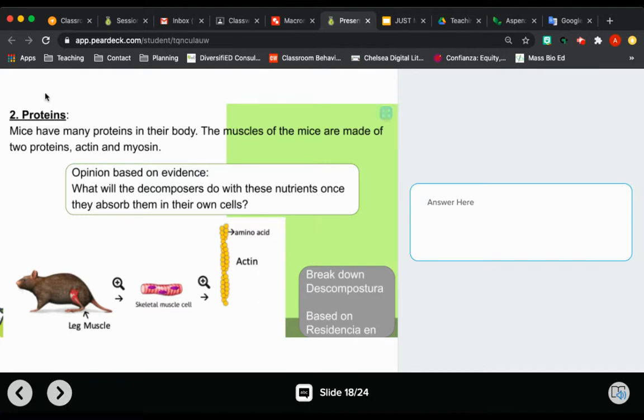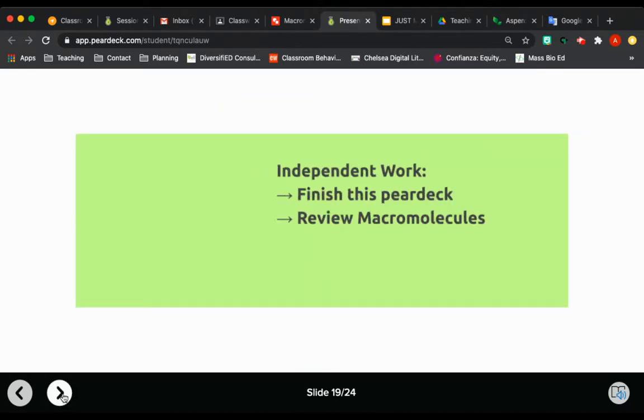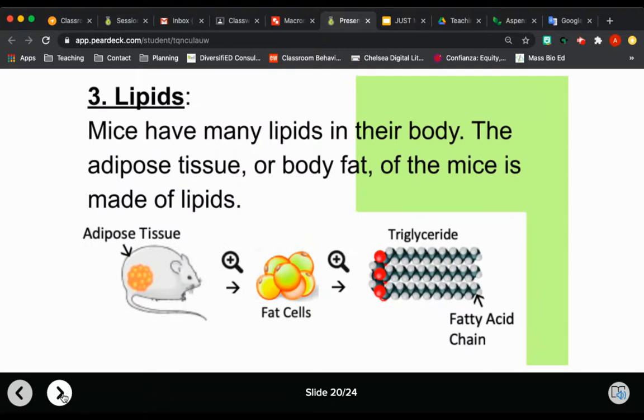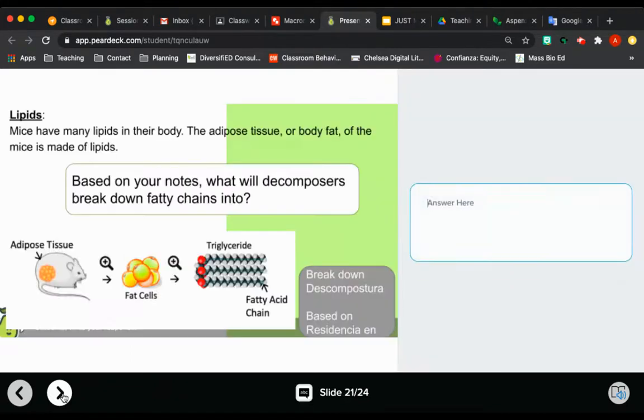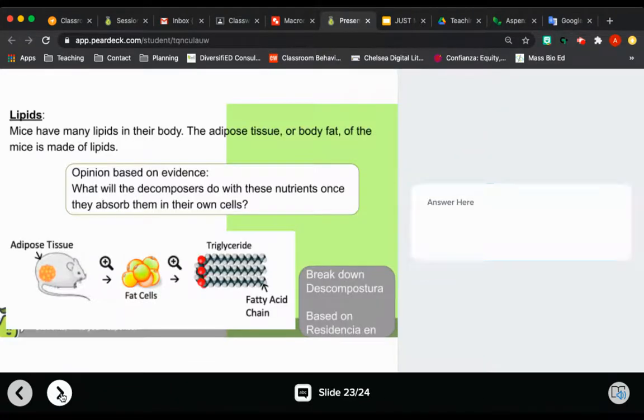So then, same thing. What will the decomposers do with these nutrients once they absorb them in their own cells? So what is the job that these will play in the decomposers? So what do proteins do? Their function. So I'm going to have you do this on your own. It's the same thing, but with fatty acids.